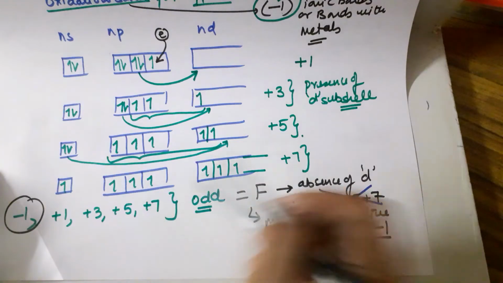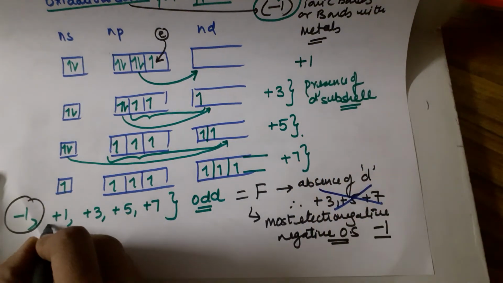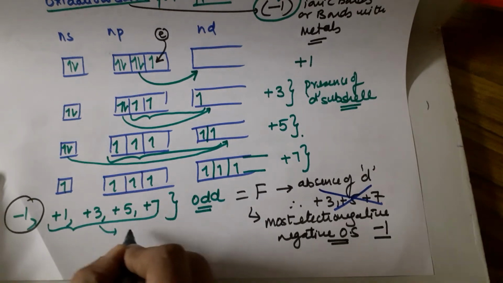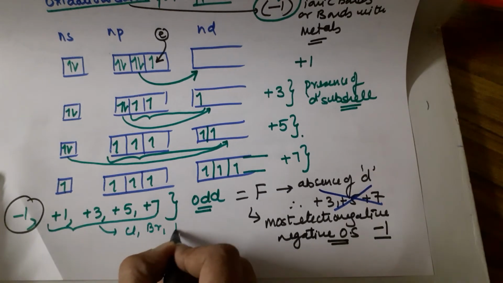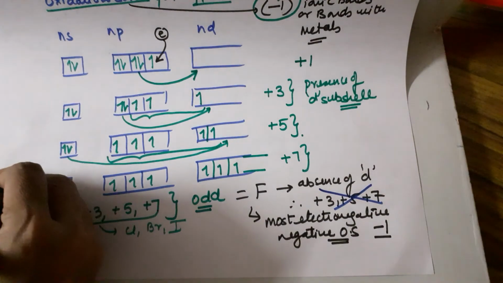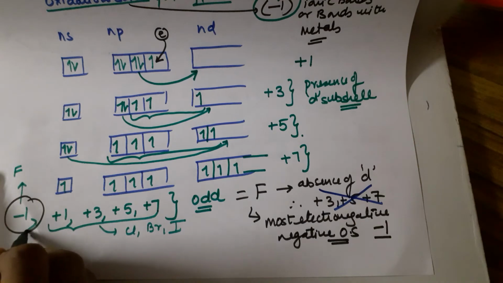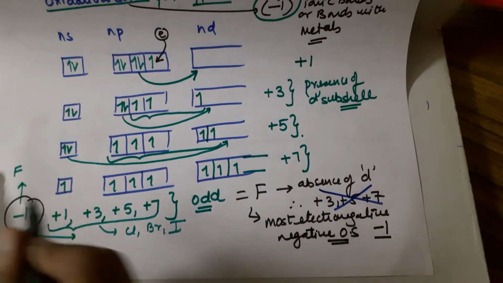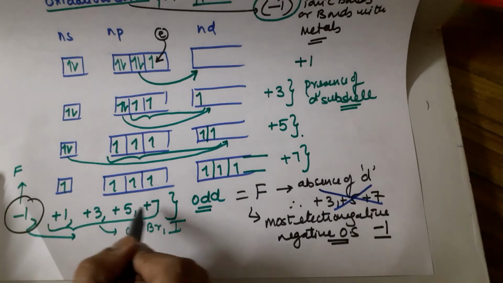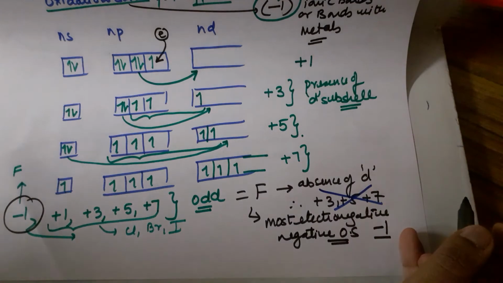For the other halogens, you can have these oxidation states. Now the oxidation states like this are applicable to chlorine, bromine, iodine, while this is only applicable to fluorine, which only shows a -1. Of course, this oxidation state can also be shown by chlorine, bromine, iodine, but +1, +3, +5 and +7 can never be shown by fluorine owing to the absence of d orbitals.